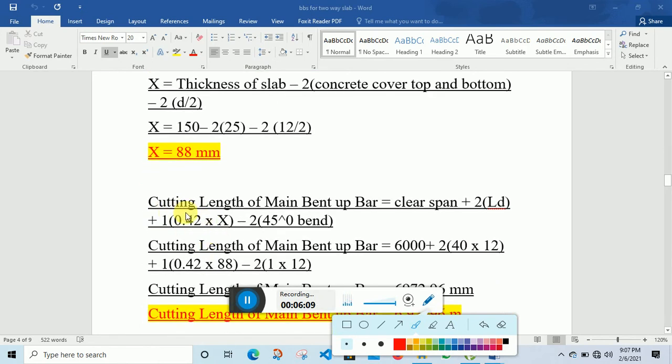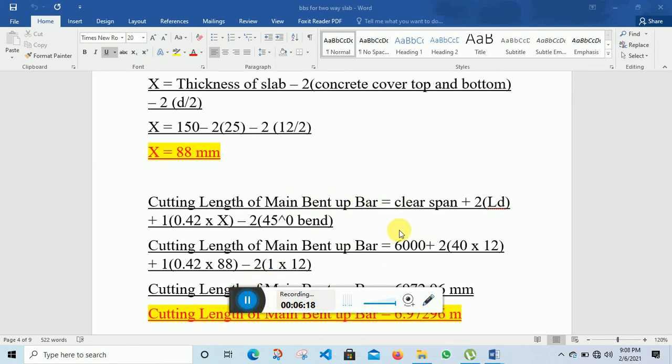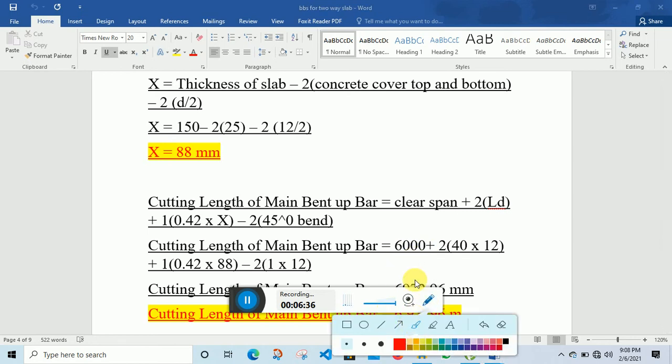So now to find the cut length of the main bent up bar, I have to find the cut length of the bent up bar. For that we have the formula: clear span plus 2 into LD plus 1 into 0.42 multiplied by x minus 2 into 45 degree bend. So look here, we have this clear span for cut length of main bar.